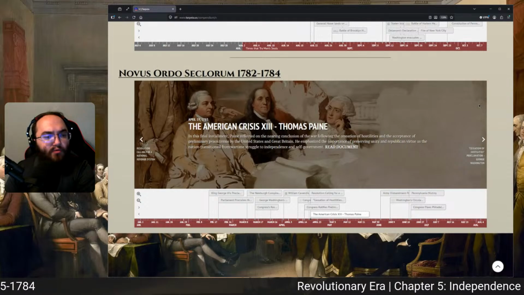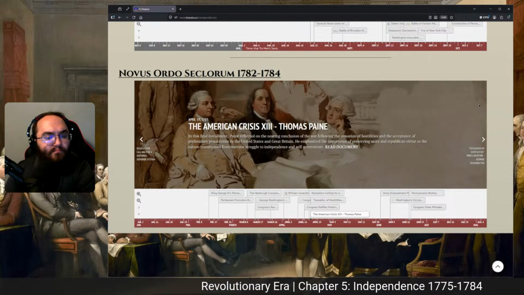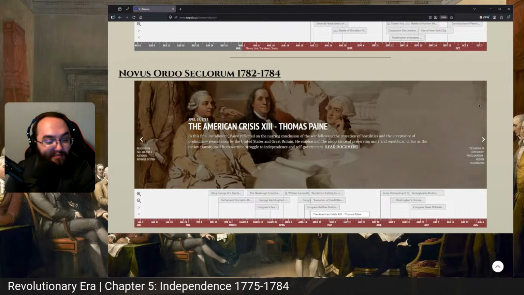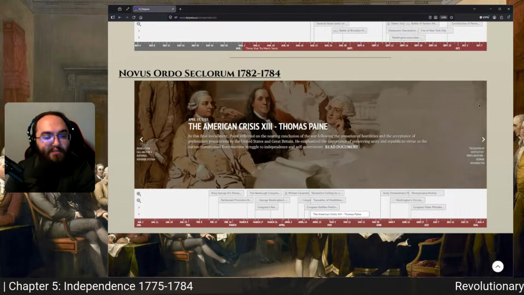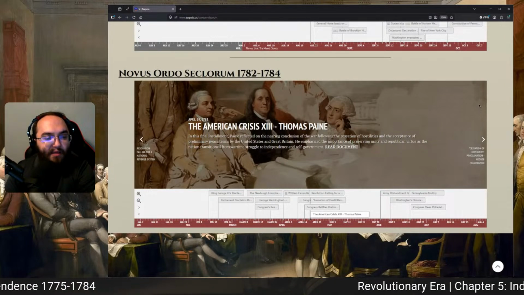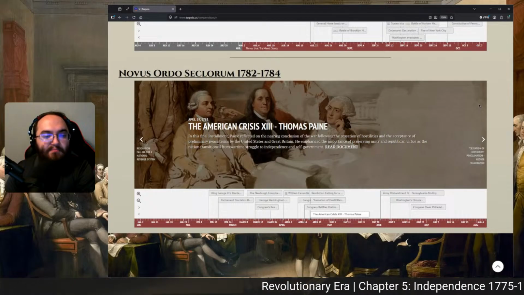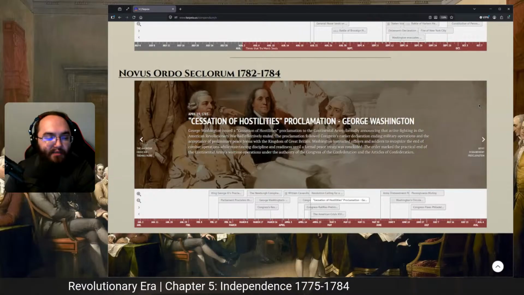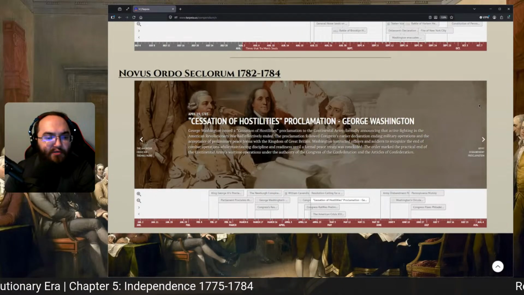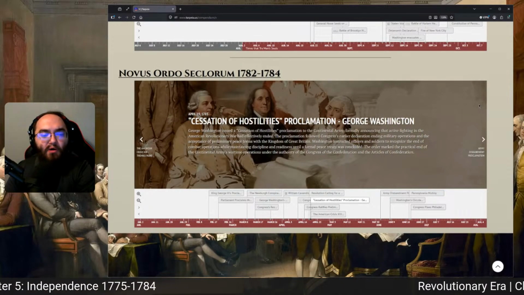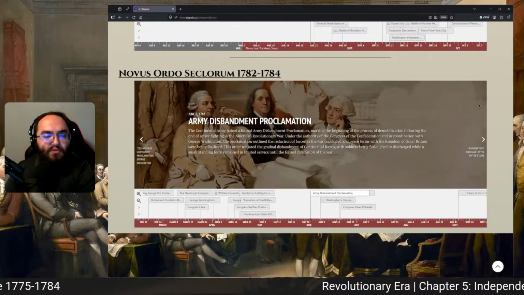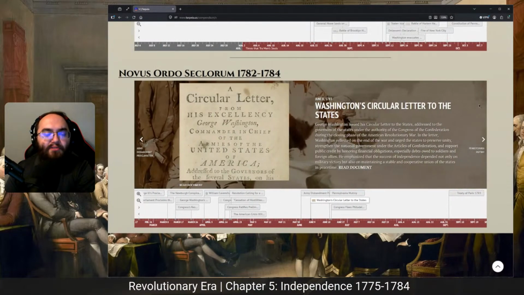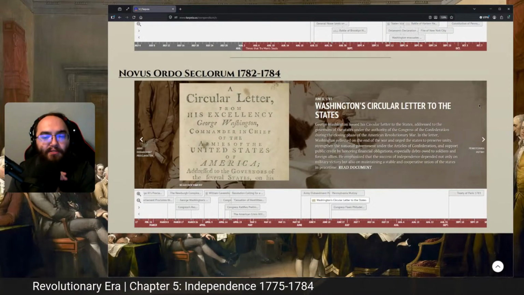Novus ordo seclorum. The American Crisis, number 13. This is the final American Crisis by Thomas Paine, and this is him talking about the preliminary peace terms with Great Britain. And then you have the Cessation of Hostilities Proclamation by George Washington, and this will lead to the disbandment of the Army. And Washington will circulate a letter.